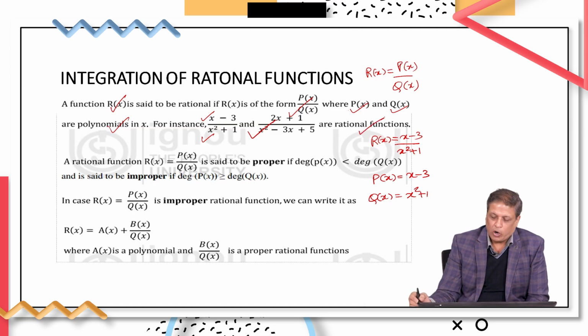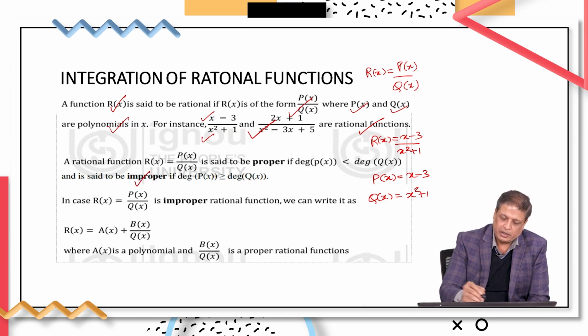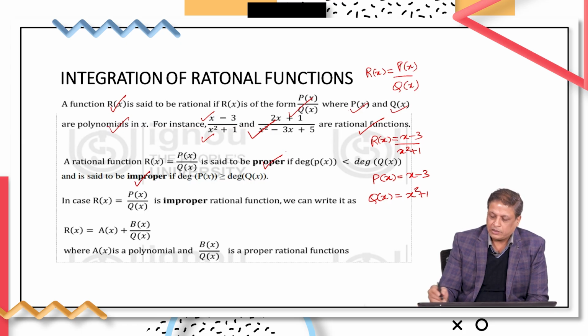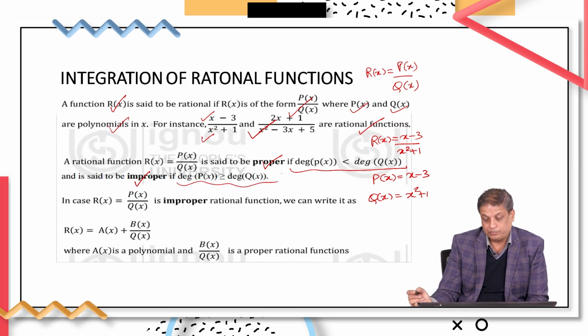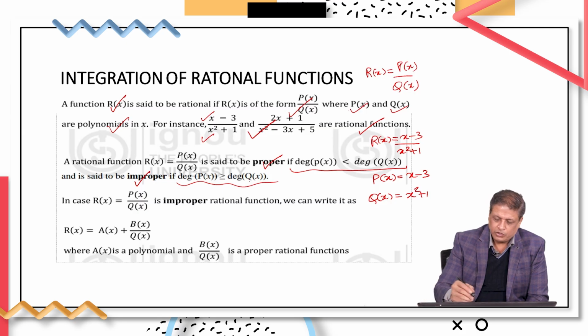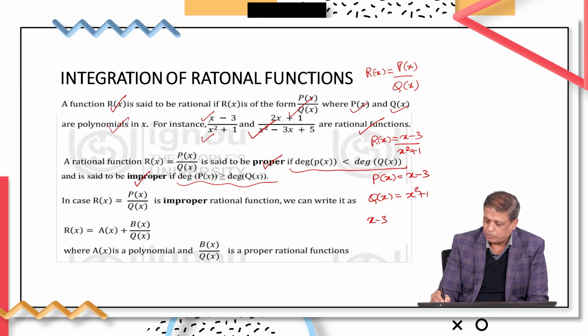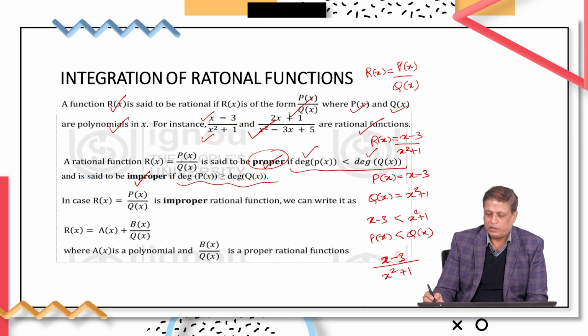Now, the rational functions might be proper and might be improper. Proper rational functions are those wherein the degree of the polynomial in the numerator is less than the degree of the polynomial in the denominator, and an improper rational function is one where the degree of the polynomial in the numerator is greater than or equal to the degree of the polynomial in the denominator. Likewise, over here we are having this function, the degree of x minus 3 is less than that of x square plus 1. So, the degree of P(x) is less than the degree of Q(x). So, x minus 3 upon x square plus 1 is a proper rational function.